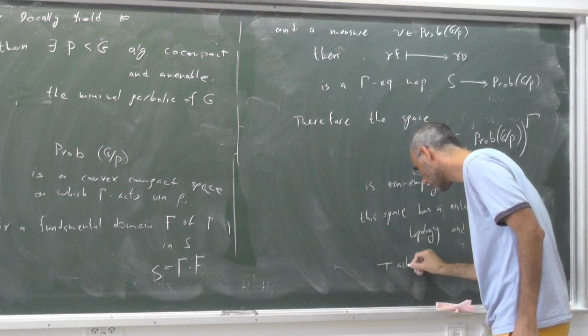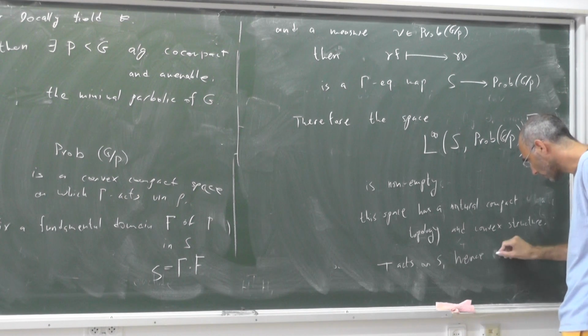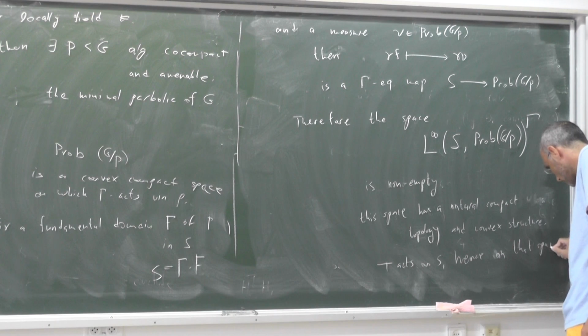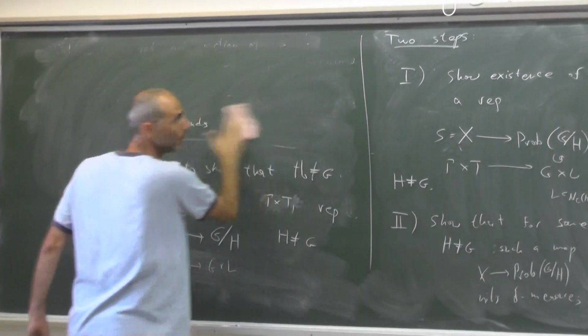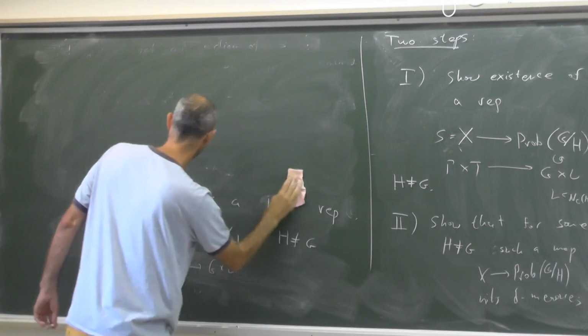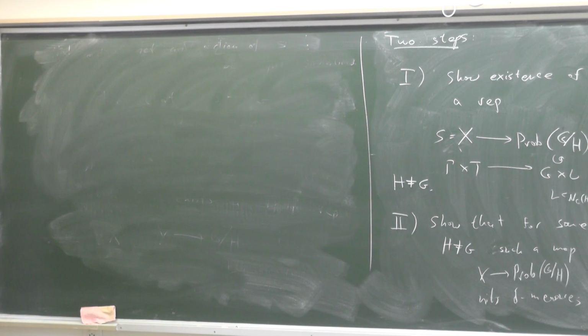T acts on S, and so also on this space. T is abelian. In particular, I guess the reason I was confused was the probabilities on G mod P. This has the structure of a complex space. Therefore, L infinity is somehow the same as L. Yes, but I use this notation. I could have just written L. I used L infinity actually to indicate the kind of weak star structure that you have on it.